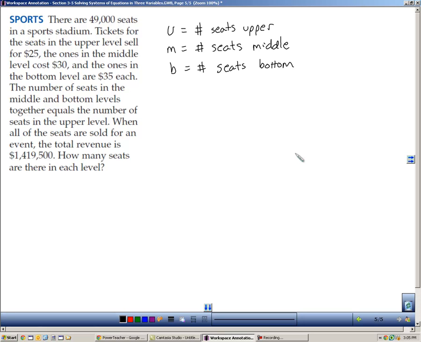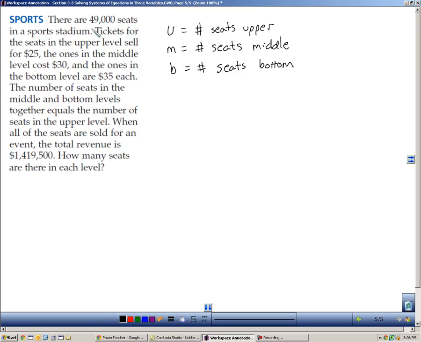So we're looking to sell seats at a stadium, and I made U the number of seats in the upper area, M the number of seats in the middle area, and B the number of seats in the bottom. So those are my three unknowns that I'm trying to find. Now I have to have three equations to do that.